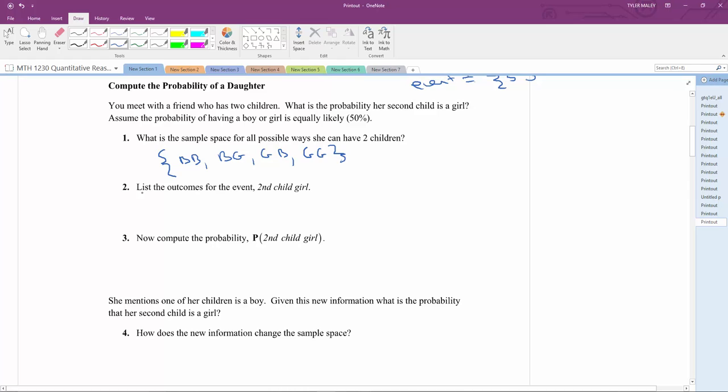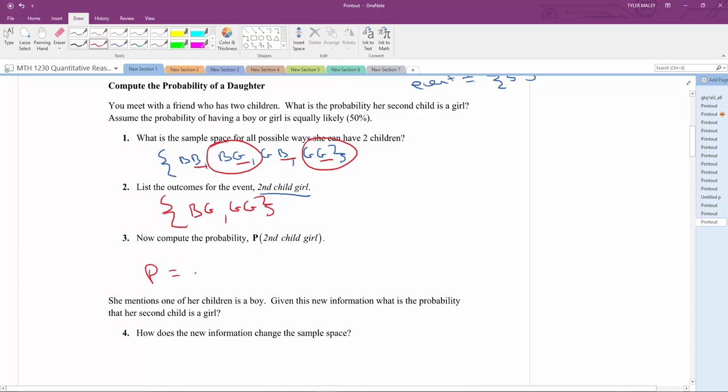So then number 2 says list the outcomes for the event that we have a second girl child, right? So we just come up here and look, which ones have a girl second, right? Well, this one does and this one does, right? So that's the only outcomes is boy, girl, then girl, girl, right?